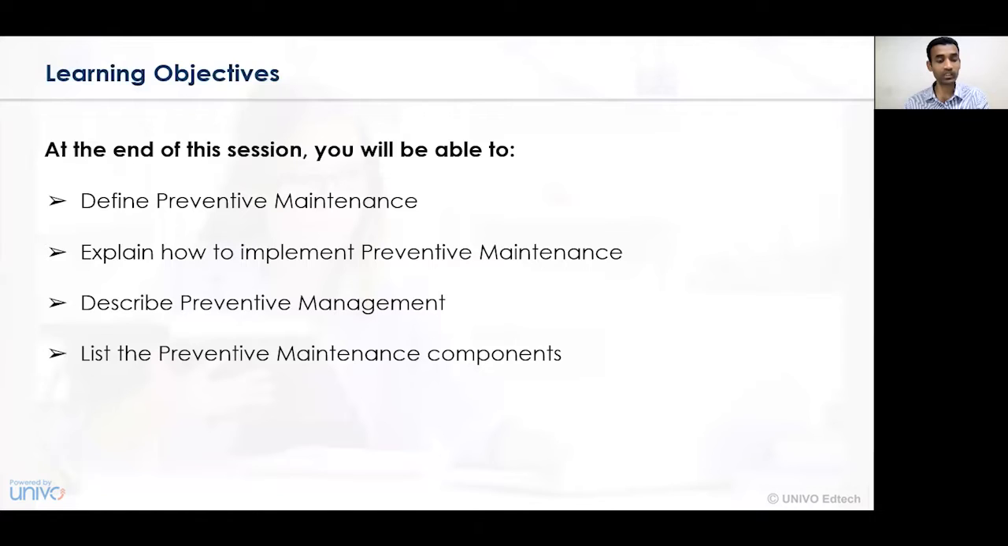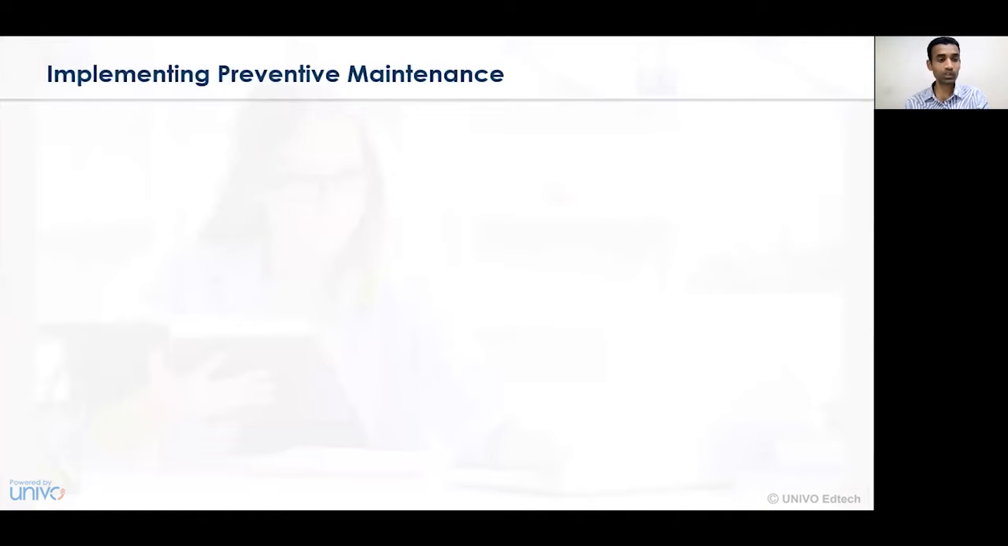Now, let's begin with our learning. First, let's understand what we mean by implementing preventive maintenance. In a business organization or a manufacturing unit, the concept of TPM, that is total productive maintenance, is undertaken to see that all the activities are done in a very well coordinated way, and every activity is undertaken for the reduction of waste or optimum utilization of the resources.